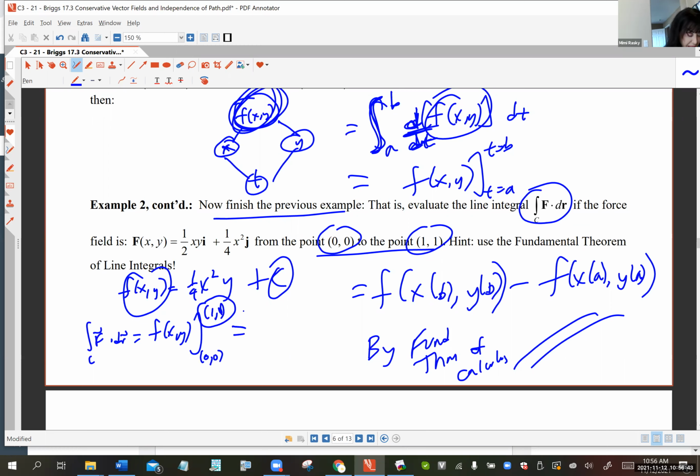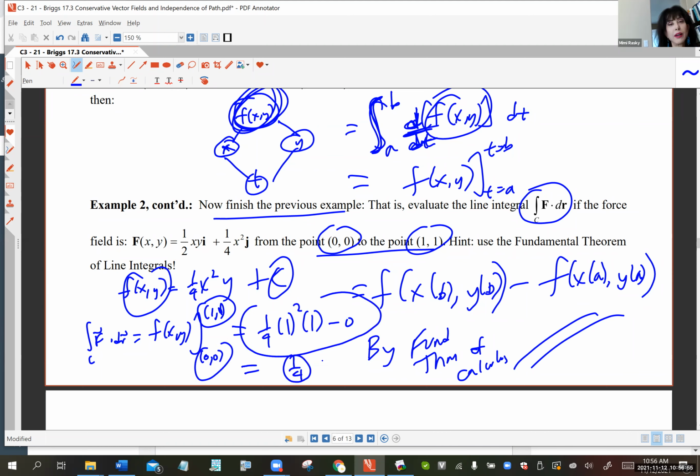So if I plug in the upper limit first, 1, and then minus, when you plug in the 0, you're just going to get 0. This is just equal to 1/4, and we're done. Wasn't that the answer for all 3 of those line integrals for example 2? It was, and that's why they're all the same answer, because this vector field is conservative.